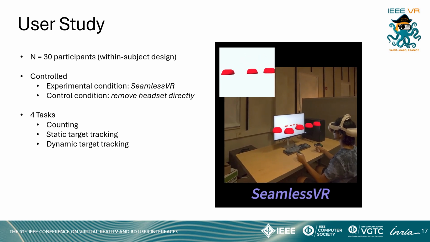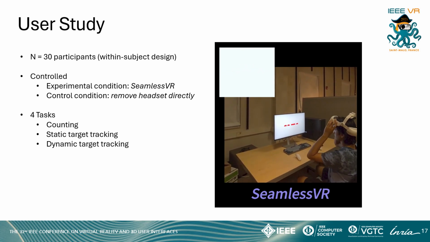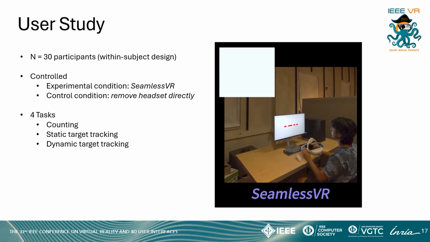Here is the SeamlessVR condition. Again, we hypothesize that the smooth transition should help the participant keep track of the two shells hiding the green spheres.